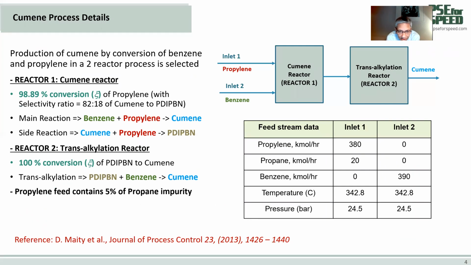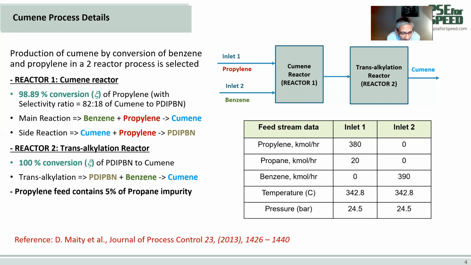The cumene process is chosen for this illustration of the concept. So the cumene is obtained by conversion of benzene and propylene in a 2-reactor process. In the first reactor, benzene and propylene react to give cumene. Cumene then reacts with propylene to give diisopropyl benzene. So in a second reactor, the diisopropyl benzene, together with additional benzene, is converted to cumene. So we have 2 reactors, and the details of this process are obtained from the cited reference.